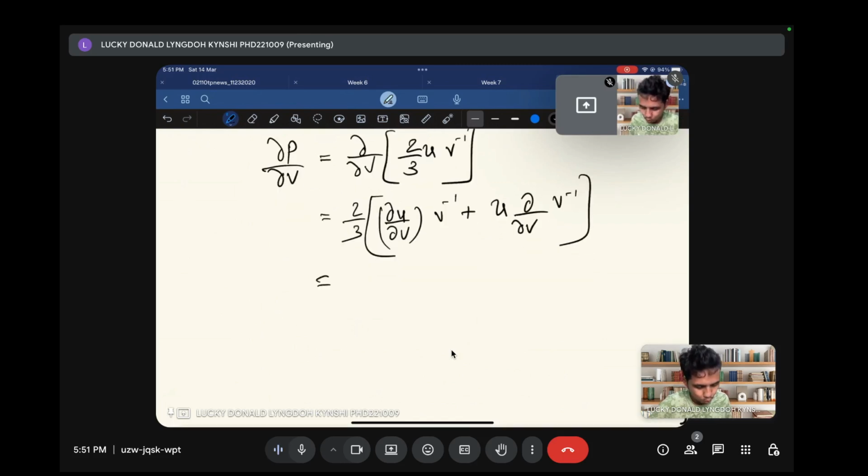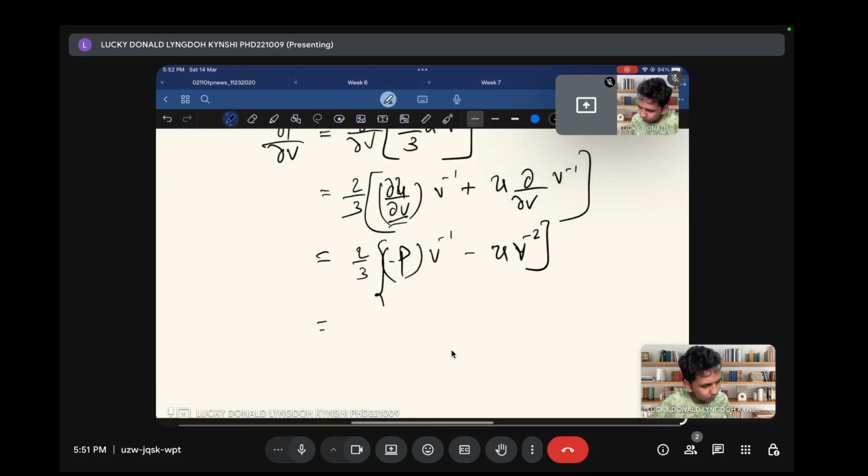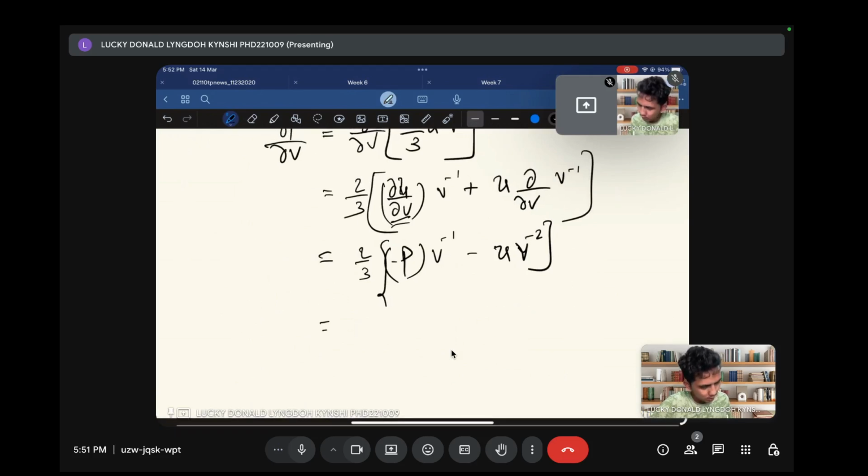Okay, so 2 by 3 del U by del V. Del U by del V is simply minus P, because P is equal to minus del U by del V. So you replace del U by del V with minus pressure, times V inverse, and this is negative, so you get a negative sign here. And then you get U V to the power minus 2.